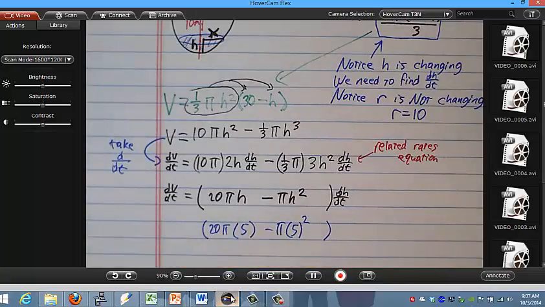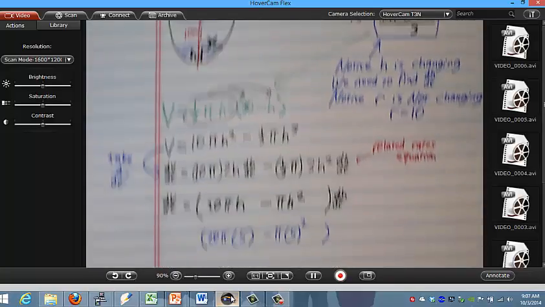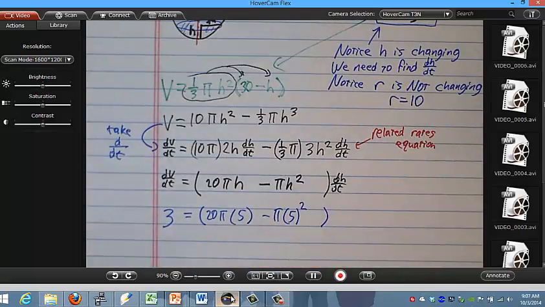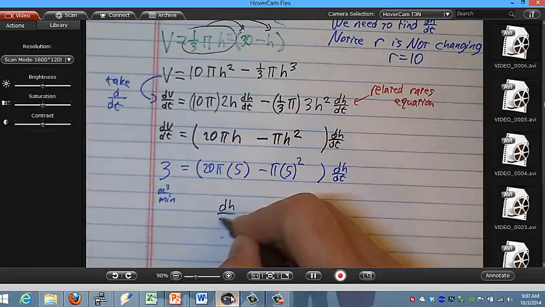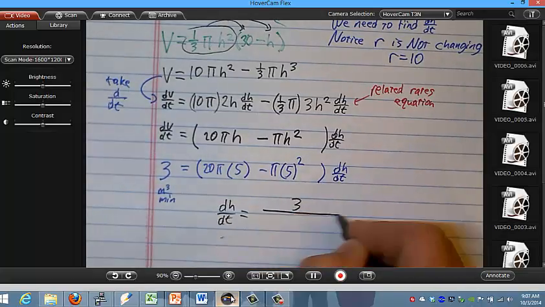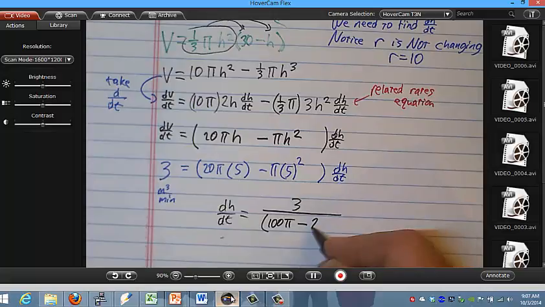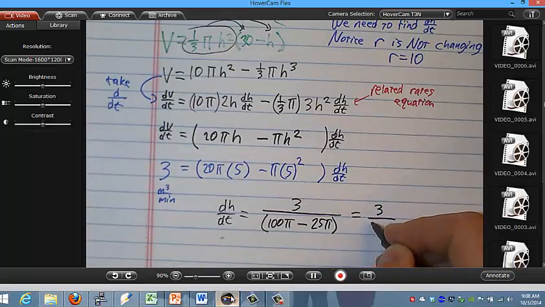What else can I fill in? What is dV/dt? We know that. Yeah, that was up at the top, right? They told me how much water's coming in per minute. 3 cubic meters per minute. And so this is 3 cubic meters per minute. And since this was in cubic meters per minute, that actually tells you what dH/dt is going to be in. So now to finish the problem, I'll just do this. I'll say dH/dt equals 3 divided by this big parentheses. The big parentheses looks to me like it's 100 pi minus 25 pi, right?